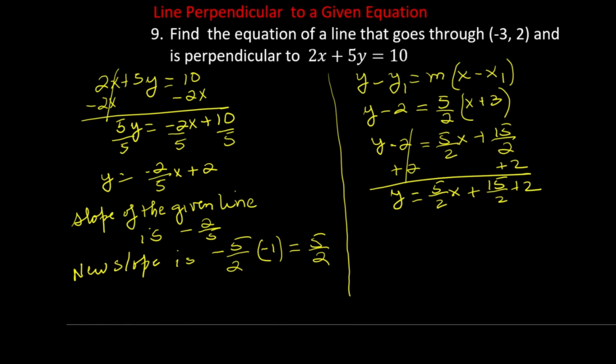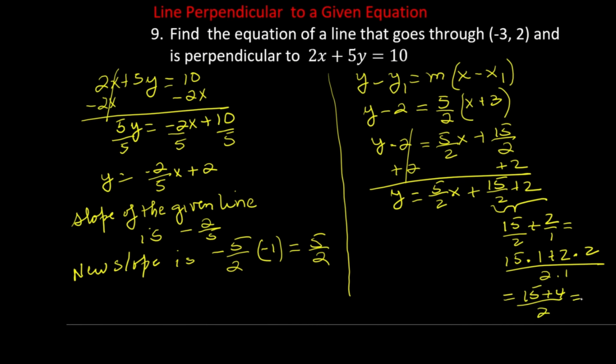To add these, rewrite 2 as a fraction. 2 is the same as 2/1. Now we add 15/2 plus 2/1. Using cross multiplication, 15 times 1 plus 2 times 2 over 2 times 1. That gives us 15 plus 4, which equals 19/2. So the final equation of the perpendicular line is y equals 5/2 x plus 19/2.